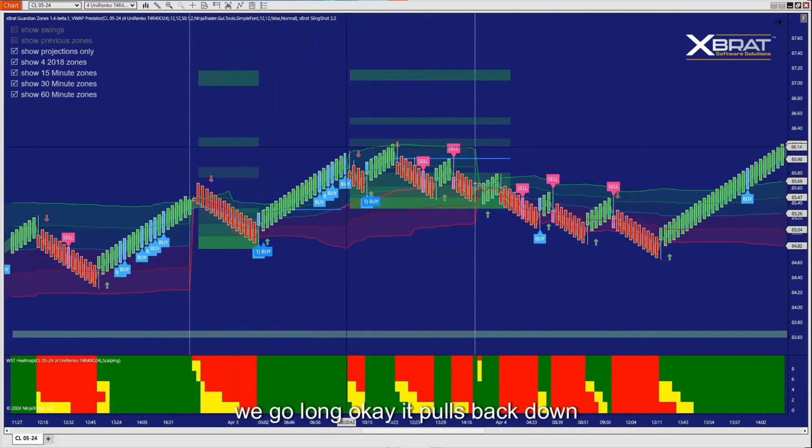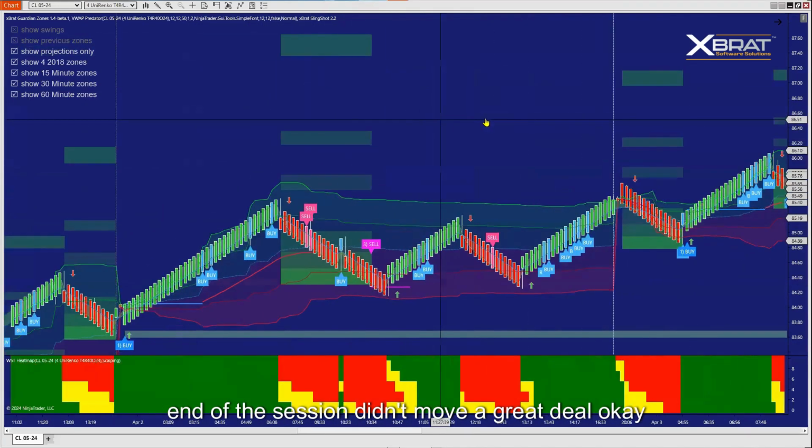We go long, okay? It pulls back down. We get another type 1 buy. We get another VWAP Predator at this point. We're going to go long. It only hits target 1. It goes pretty flat all the time. You're going to close at the end of the session. Didn't move a great deal, okay?